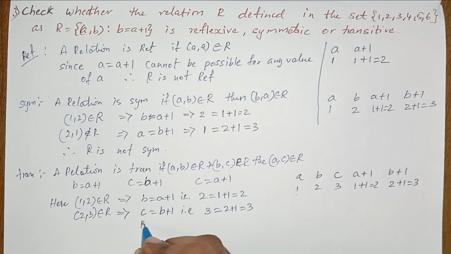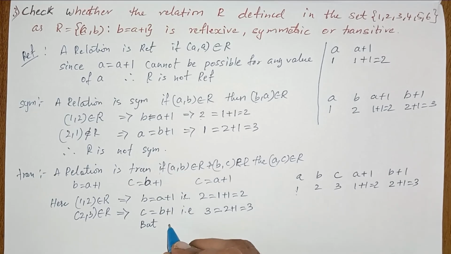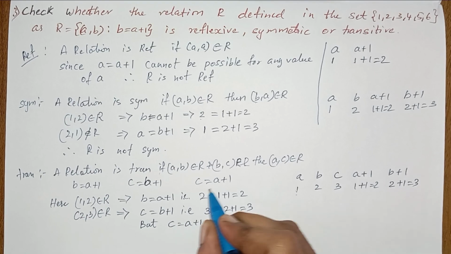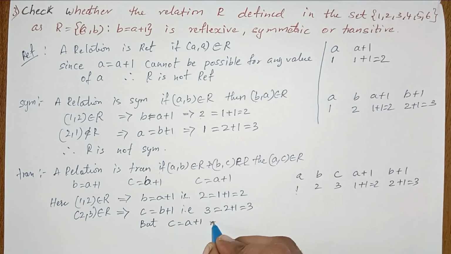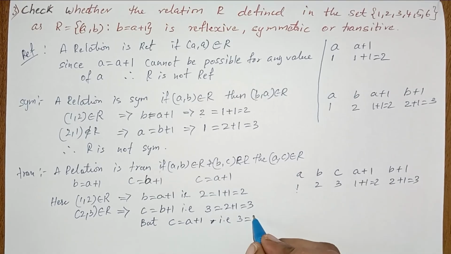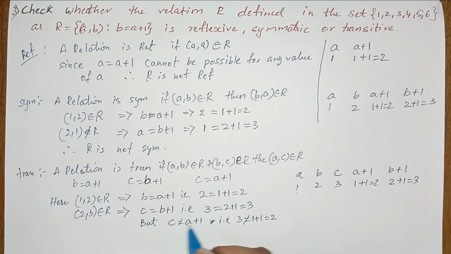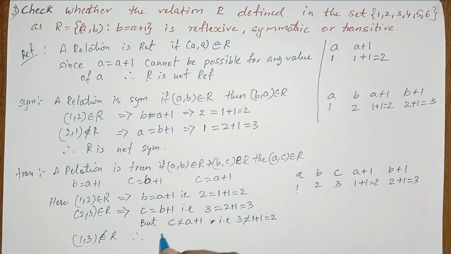But now if we are checking for 1 comma 3, that is A comma C, you get C is equal to A plus 1. So what is the C value? C value is 3. My A value is 1, so 1 plus 1 is 2, which is not equal. So C is not equal to A plus 1. That is, 1 comma 3 does not belong to R. Therefore, R is not transitive.